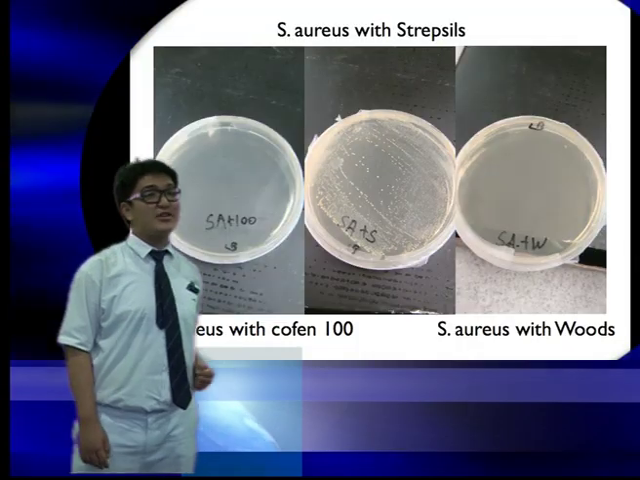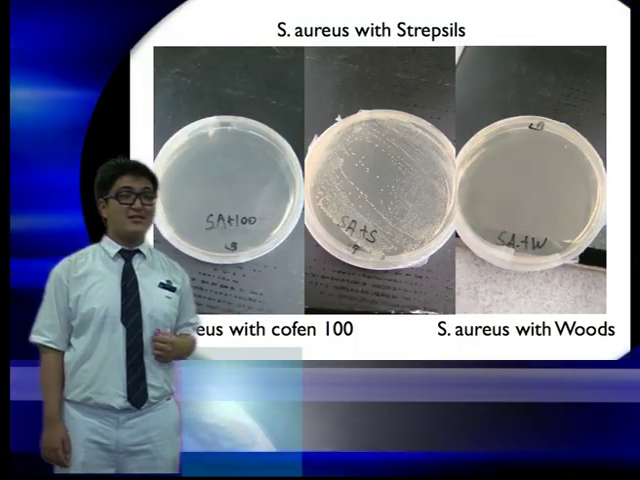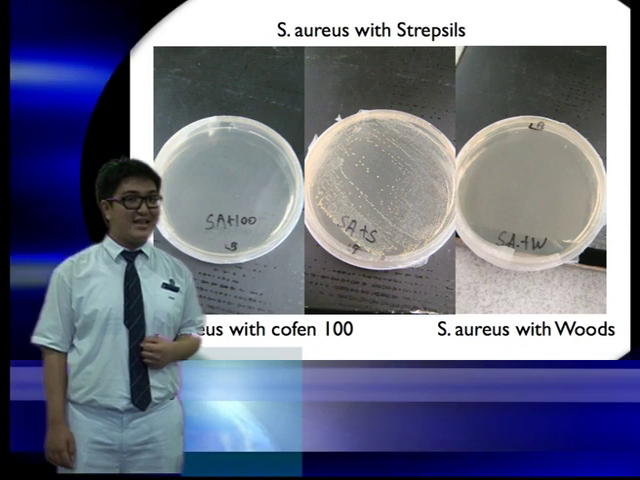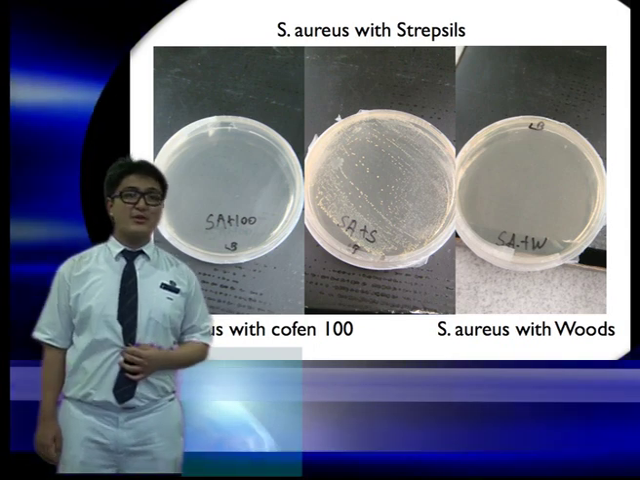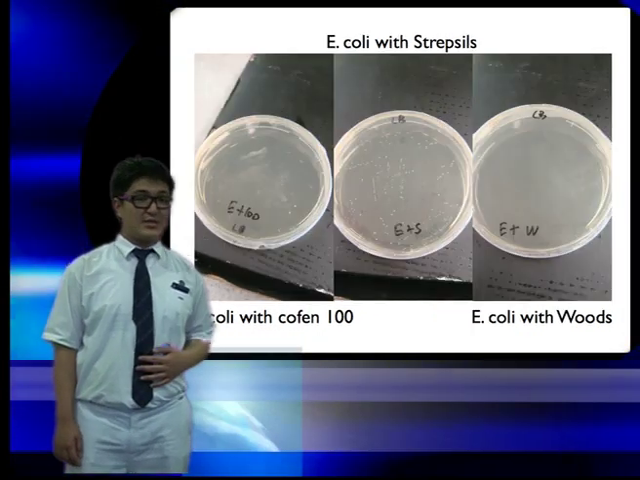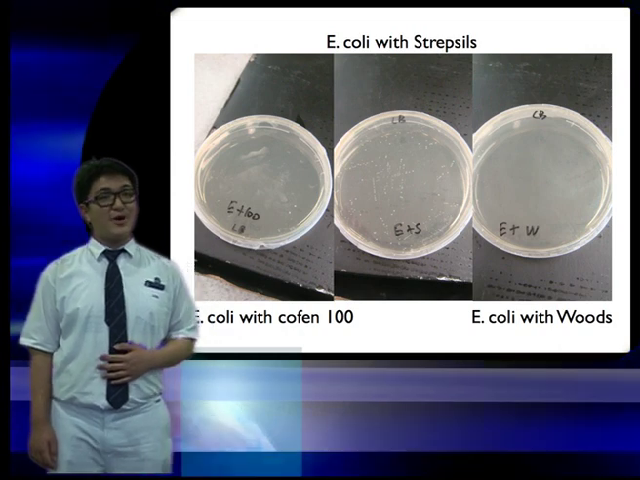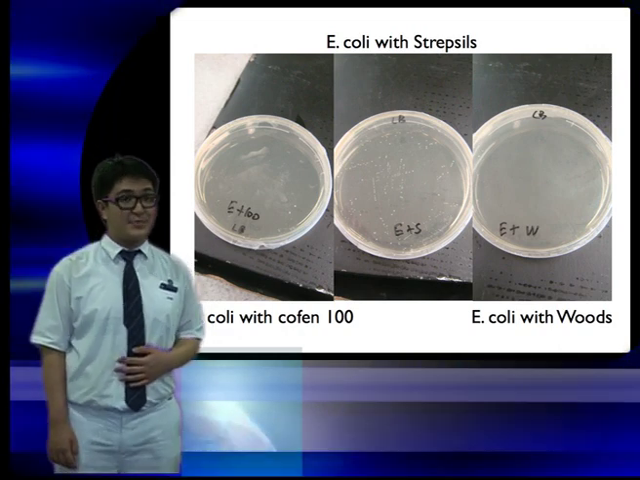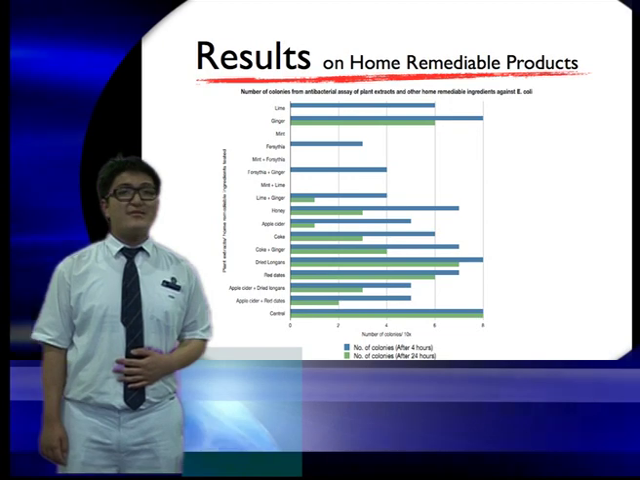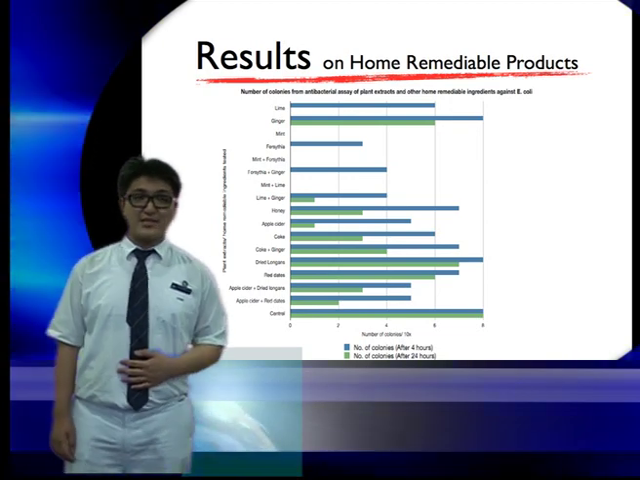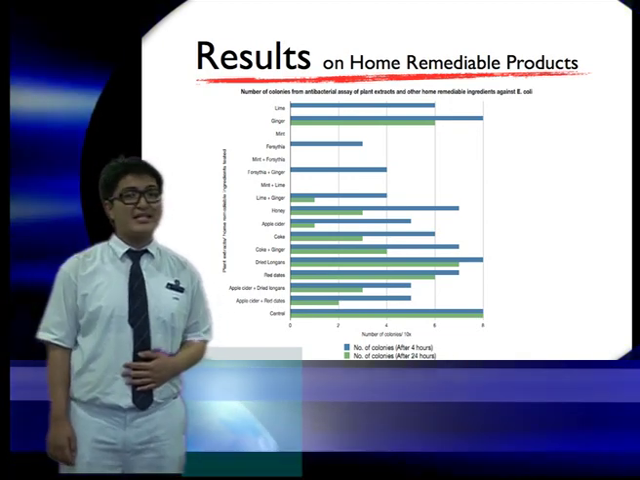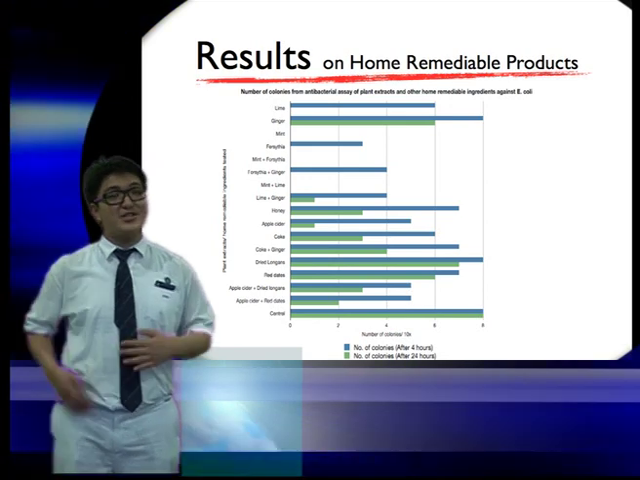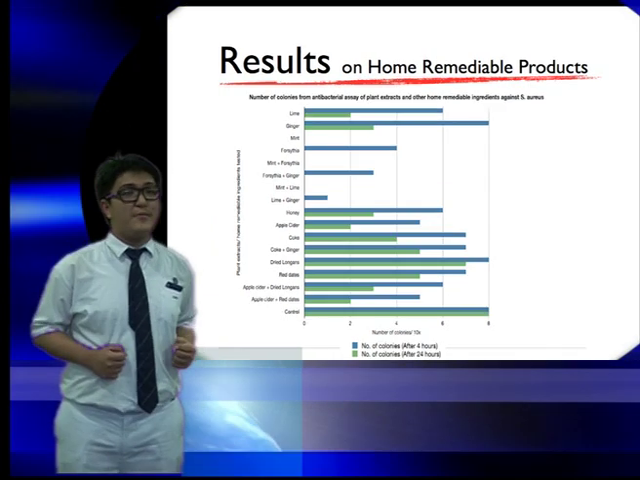It can be seen that Strepsils is the weakest among the three Western medicine. Therefore, we can conclude that Strepsils is only suitable for reducing small concentration of microorganisms. Results have shown that Forsythia worked best amongst the raw herbs and home remedies tested, followed by lime and ginger. Mint leaves showed comparable results.